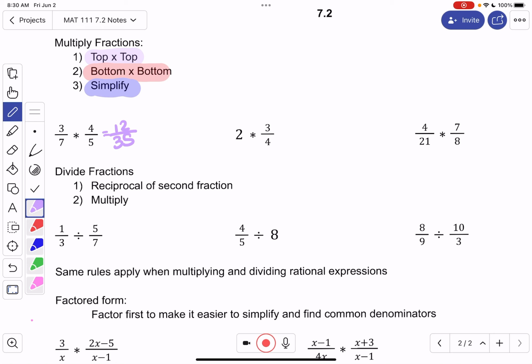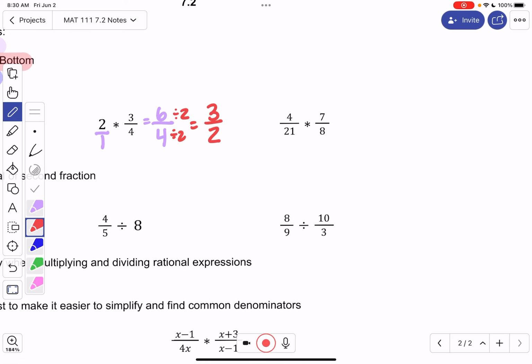If you have a whole number, to make it a fraction, you just write 2 over 1, like that. And then you multiply across. So 2 times 3 is 6. 1 times 4 is 4. And those are both divisible by 2. So 6 divided by 2 is 3. 4 divided by 2 is 2.